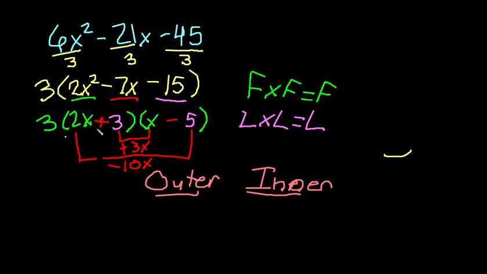And then we're finished. And so for this one, one of the things to remember is the first times the first equals the first, the last times the last equals the last. And then we check with the outer and the inner. And this was the inner here, and this was the outer here.